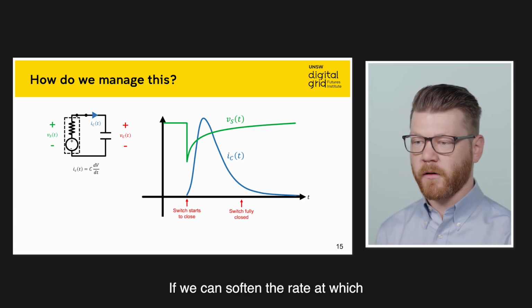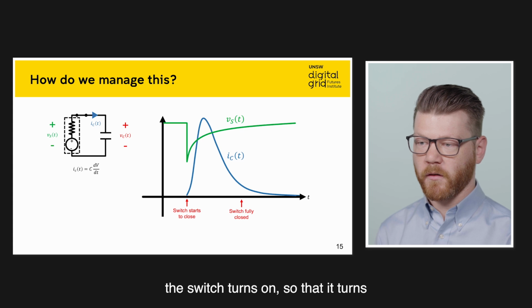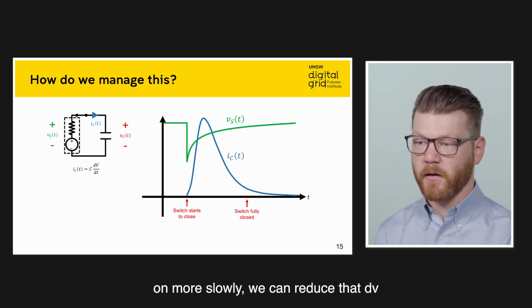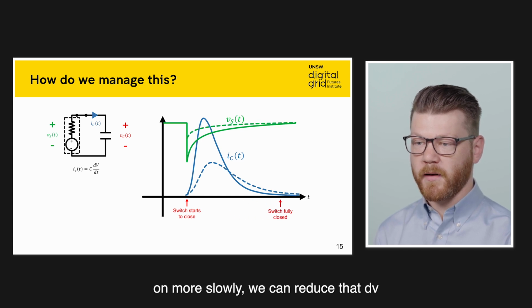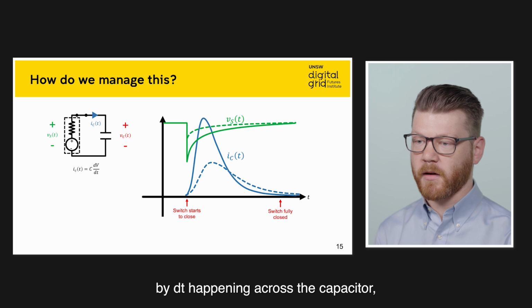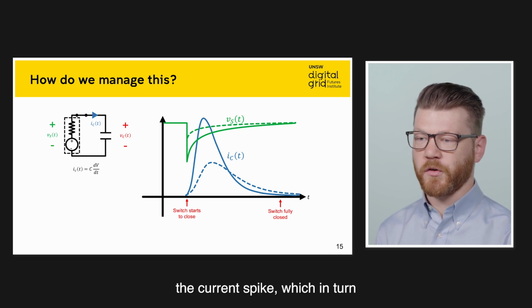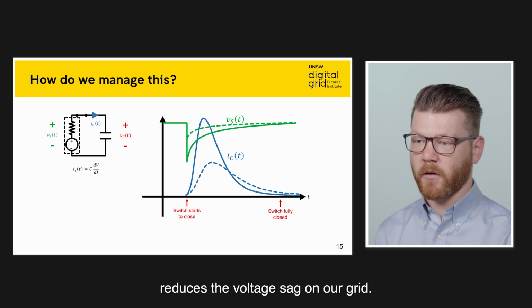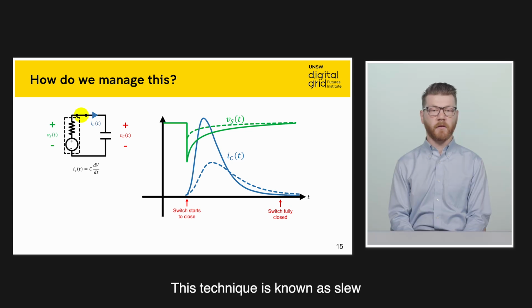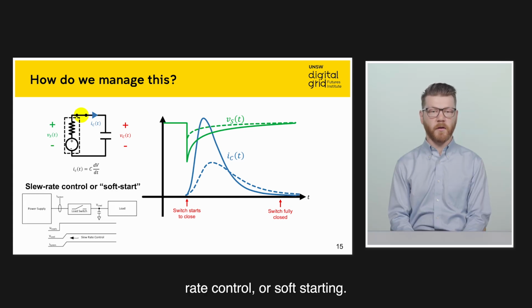If we can soften the rate at which the switch turns on so that it turns on more slowly, we can reduce that dV by dt happening across the capacitor and then reduce the magnitude of the current spike, which in turn reduces the voltage sag on our grid. This technique is known as slew rate control or soft starting. And effectively what we do is we control the rate at which a circuit is switched into use.